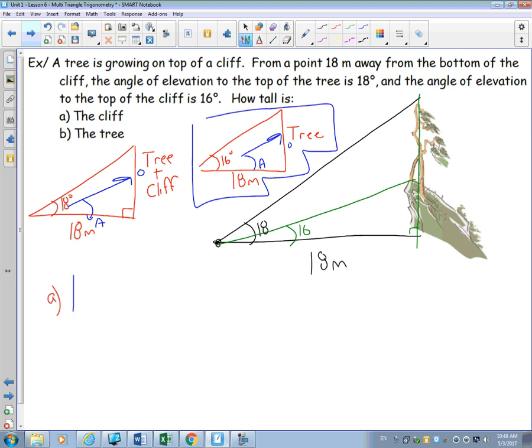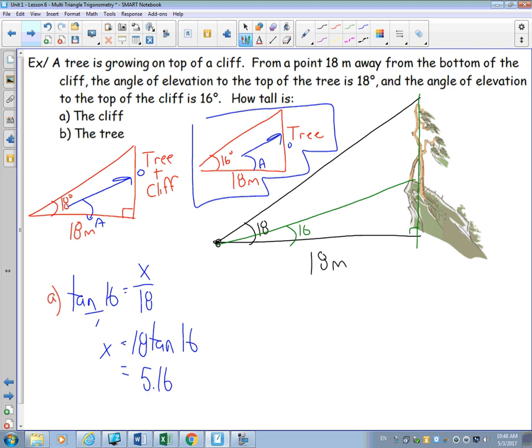that if I do the tan of 16 equals the opposite, so that's the x over 18. I can cross multiply. I've got 18 times tan 16. And I put that in my calculator, I get 5.16. There's my cliff.